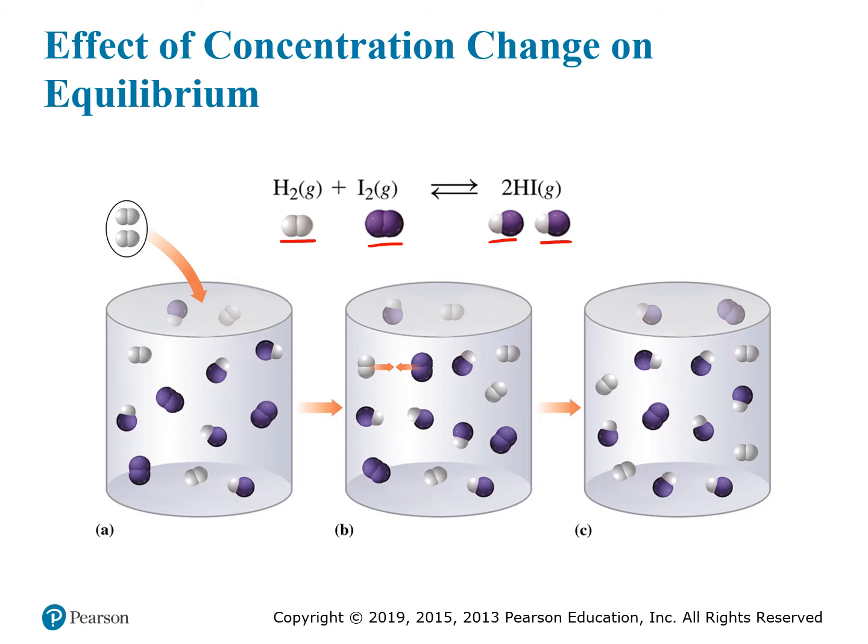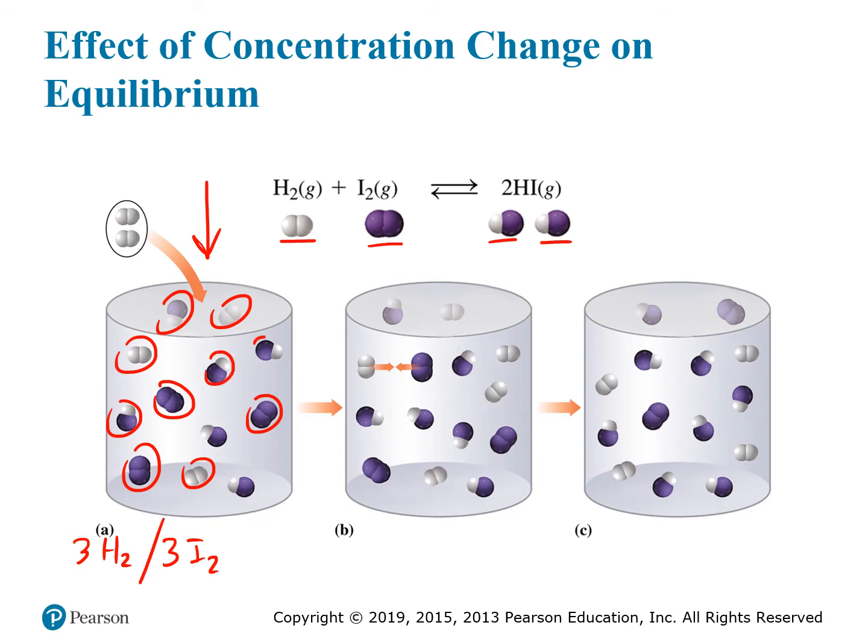So we're starting with a system that is at equilibrium. In picture A, we already have an equilibrium system where there are 3 molecules of hydrogen, 3 molecules of iodine, and 1, 2, 3, 4, 5, 6 molecules of hydrogen iodide. This is the equilibrium mixture at the beginning.